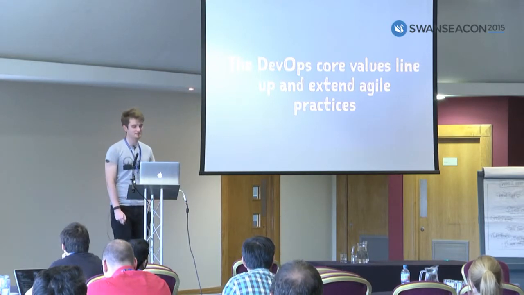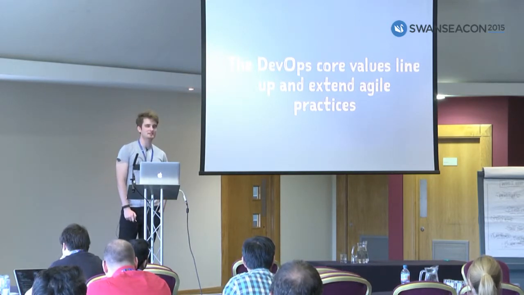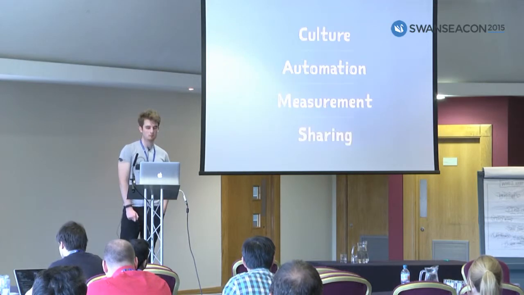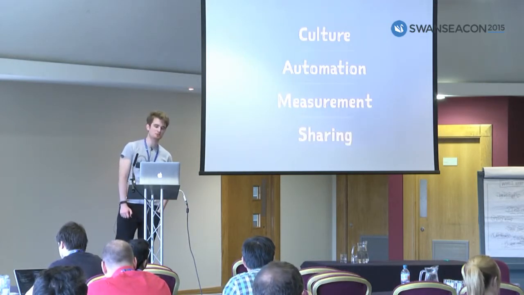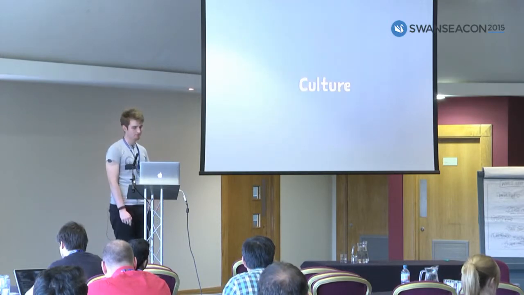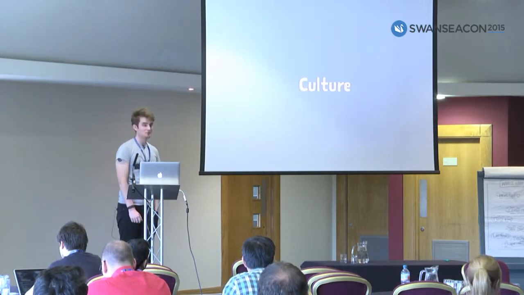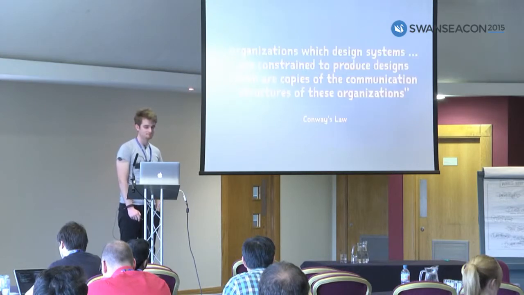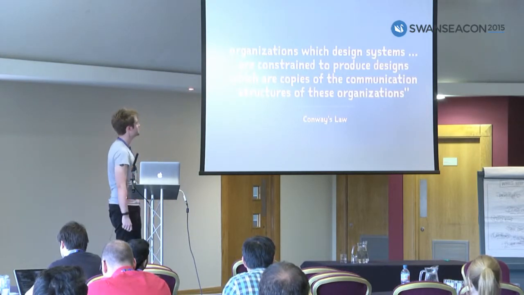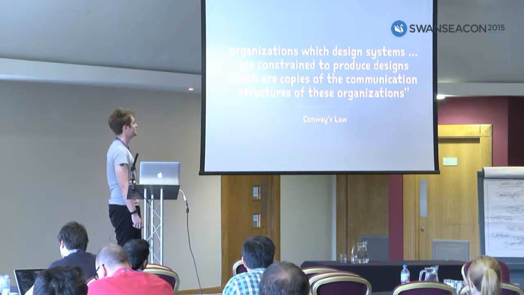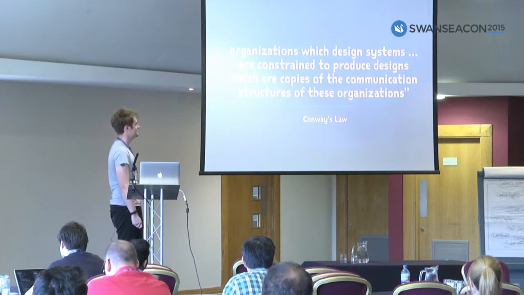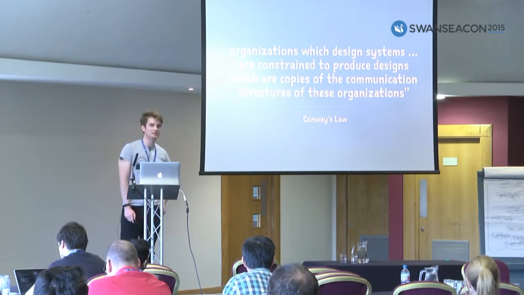So the DevOps core values line up with and extend the Agile attributes that I was talking about before. The DevOps core values are often called CAMS, which stands for culture, automation, measurement, and sharing. As we talked about before, this is a culture shift. And a drinking game for talking about Conway's Law: organizations which design systems are constrained to produce designs which are copies of the communication structures of these organizations. And this especially is what DevOps is mainly all about.